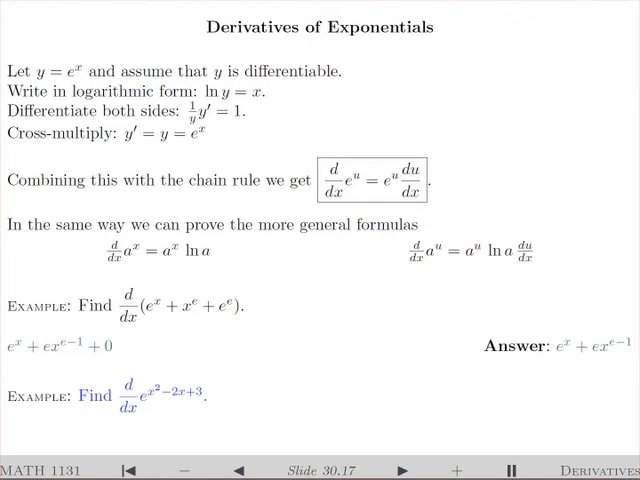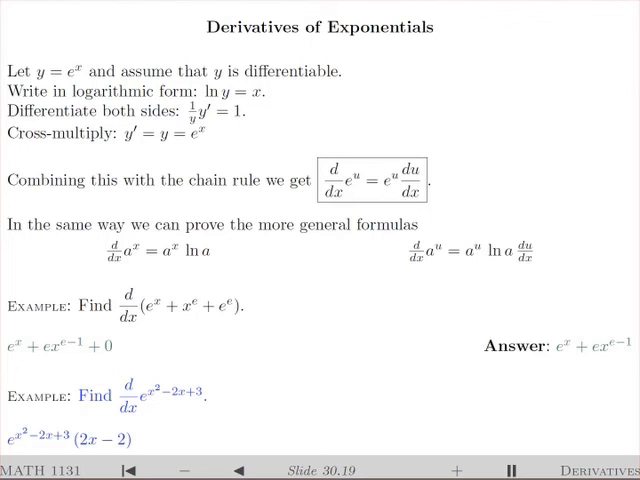Let me do one more example and stop there. Let's differentiate e to some expression. As the rule earlier states, to differentiate e to some function of x, take the exponential. So to differentiate e power x squared minus 2x plus 3, I have that exponential and then multiply it by the derivative of the exponent. The exponent is x squared minus 2x plus 3. Its derivative is 2x minus 2.